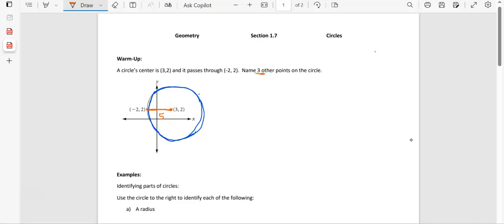I could try to do something diagonal here, but we don't actually know how to do that yet, and the math is a little complicated. So a lot of times the easiest thing to do is just the best way to answer the question.